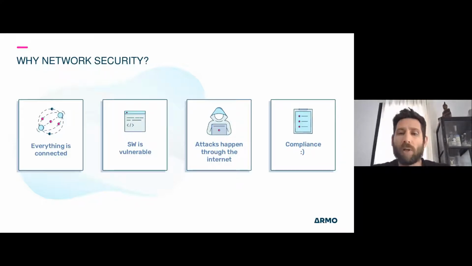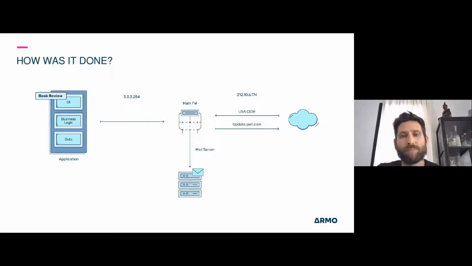So why are we talking about network security? Why is it relevant? And when we talk about network security, why is it needed? The reason is that in today's world, everything is connected. And we all know that software is vulnerable and attacks happen through the internet. That's the technical reason why we need network security and why it is important. But other than that, it's required by many compliance frameworks. So we all need network security, and it's very important for all of us.